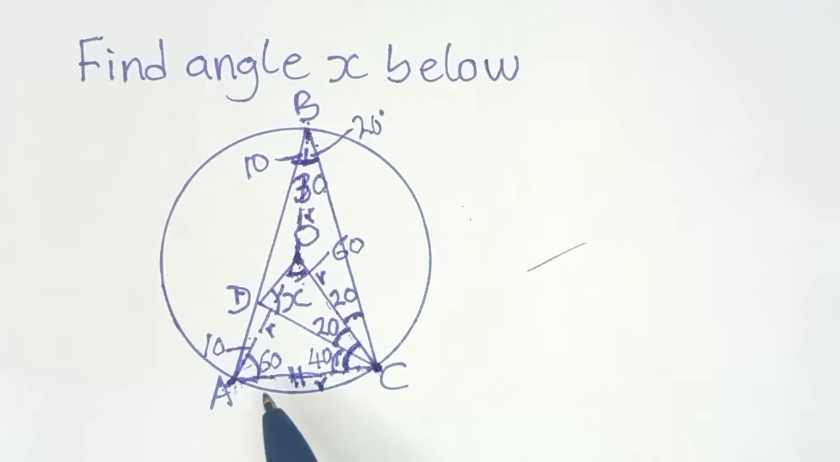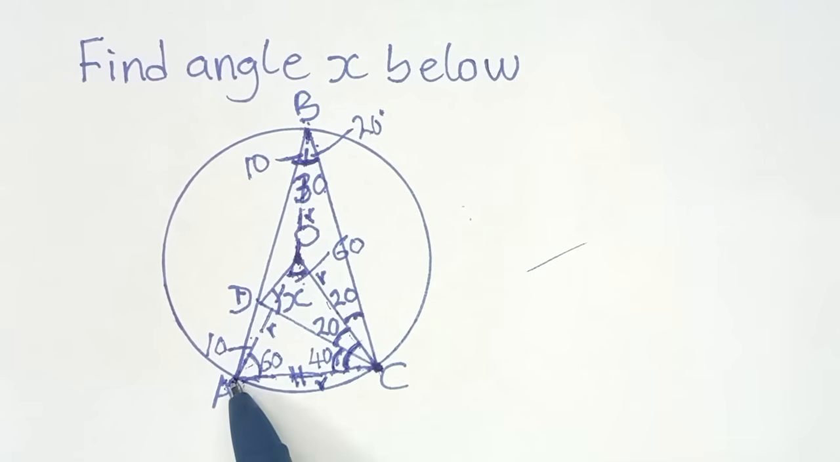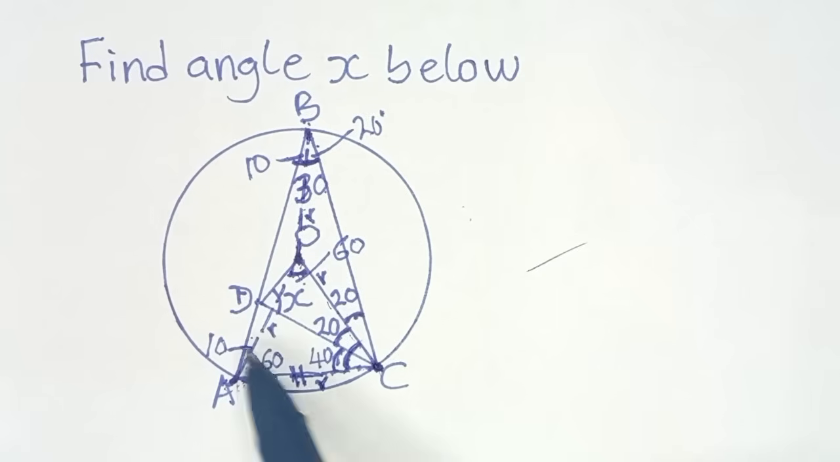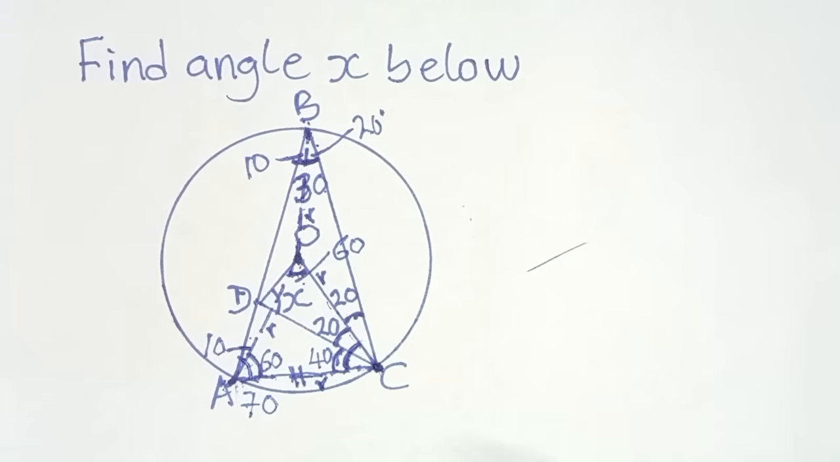Now, don't forget that this is 40. I want to use triangle ADC. Now I'm using triangle ADC. So this is 60. By the time I add this little 10 here, I'll have the whole of this angle as 70 degrees. Hope you are seeing that. Then this is 40. So 70 plus 40 is 110. When we subtract 110 from 180, it is going to give us 70 as well.